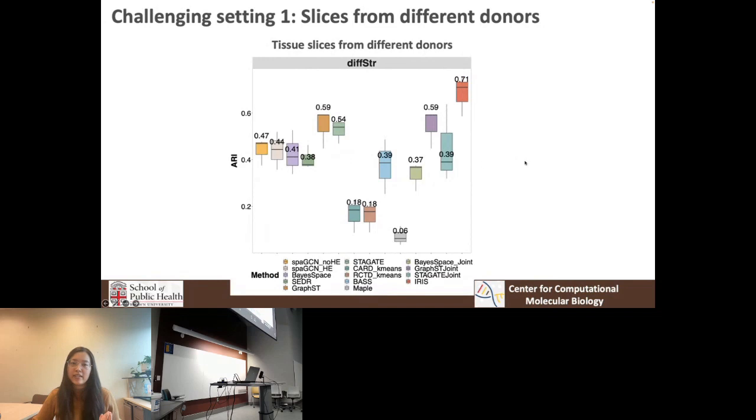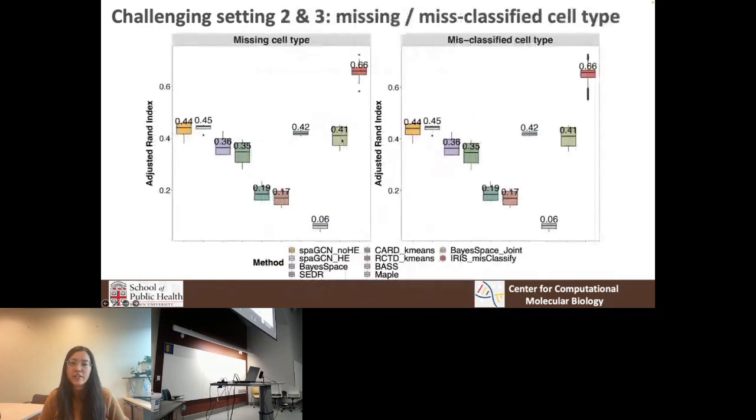We also perform analyses to evaluate the robustness of our method in different challenging settings. The first challenging setting is slices from different donors, which is more heterogeneous, and IRIS substantially performs better than all the other methods. The second and third challenging settings are to see how robust IRIS is to the reference single-cell information. We evaluate whether IRIS still performs better when there are missing cell types in the reference data, and even misclassified cell types in the reference data. We found that IRIS still substantially performs better than all the other methods.